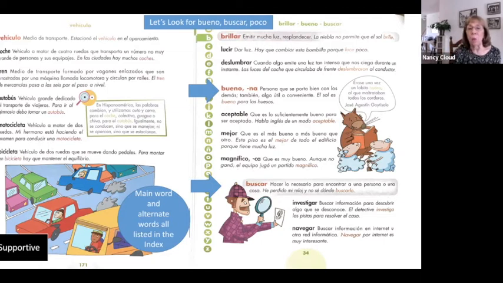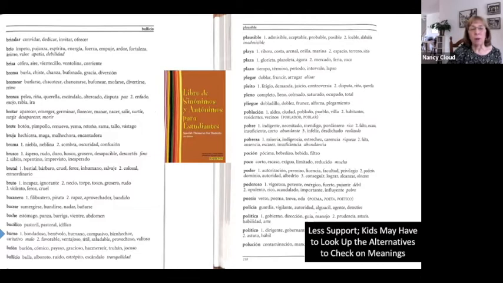I can see which of them actually will be a good alternative for my meaning of bueno if I'm using bueno too much. Or if I'm using buscar too much, it will show me investigar and navegar, but it tells me which of these is appropriate for my purpose by giving me a definition and the use of the word in a sentence, and in this case, even a visual. So this is a very supportive thesaurus, and I would love to have a thesaurus like this because it is the most supportive.